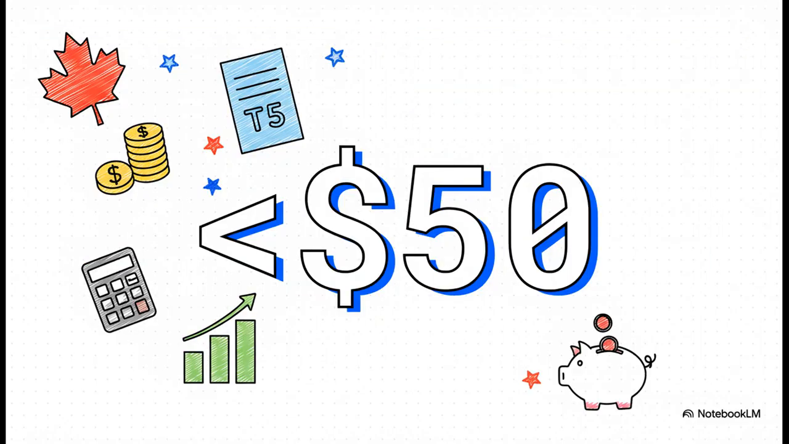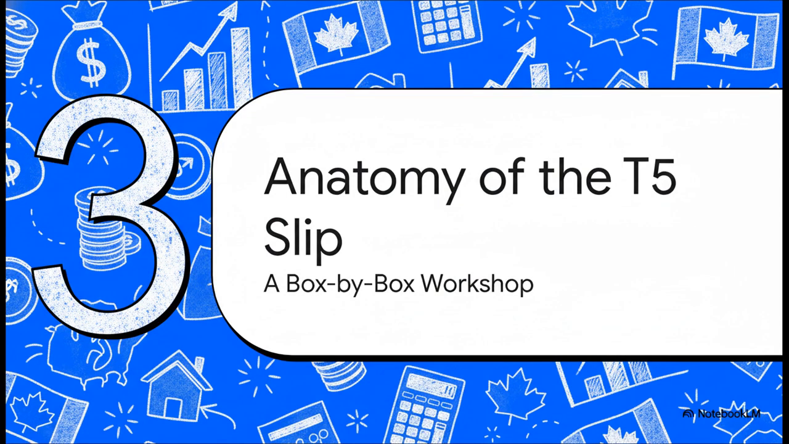So here it is, the magic number, $50. If the total investment income you pay to one single person for the entire year is less than $50, you usually get a pass. You don't have to file a T5 slip for them. It's what we call a de minimis rule. It's basically the government's way of saying, look, let's not create a mountain of paperwork for tiny little amounts. It just makes sense.